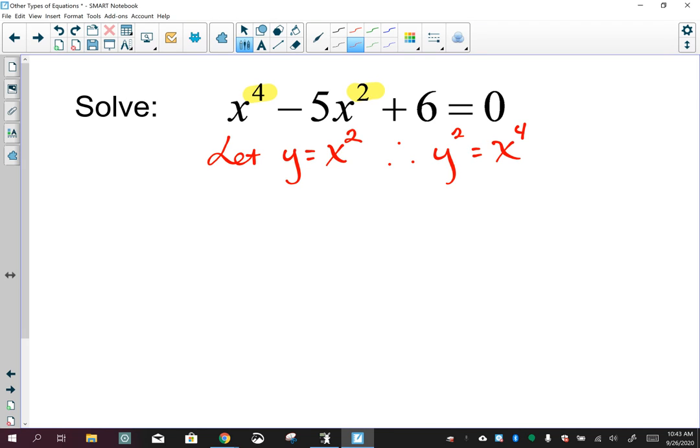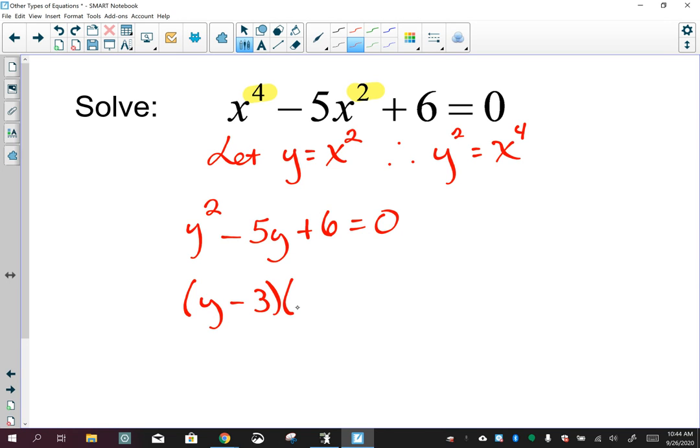So now I'm going to rewrite our original equation. Instead of x to the 4th, because x to the 4th is y squared, I've got y squared minus, instead of 5x squared, I'm going to have a y. And that plus 6 just sits there. Factor this normally. So factors of 6 that add to give me a negative 5. So that's y minus 3, y minus 2, and that equals 0.